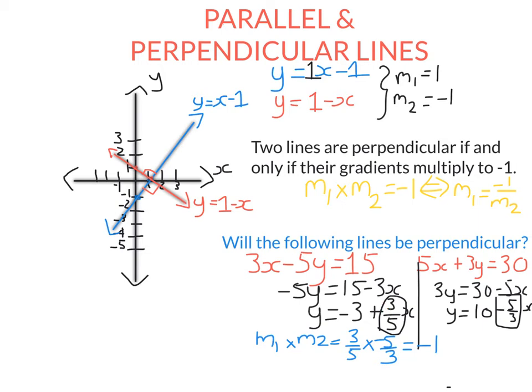Because this gradient times this gradient is equal to minus 1, the two lines must be perpendicular. I can tell without even graphing.